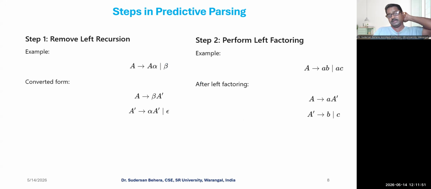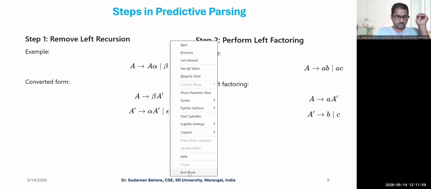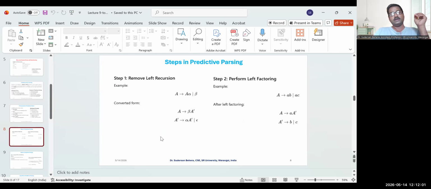These are the steps in a predictive parser. First one is remove left recursion. Second one is perform left factoring.